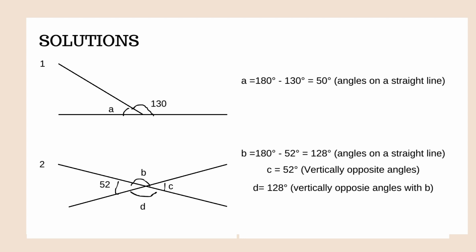So my first one is easy. It's going to be 180 degrees minus 130 degrees, which is the known angle. And that unknown, the angle A, will give me 50 degrees.